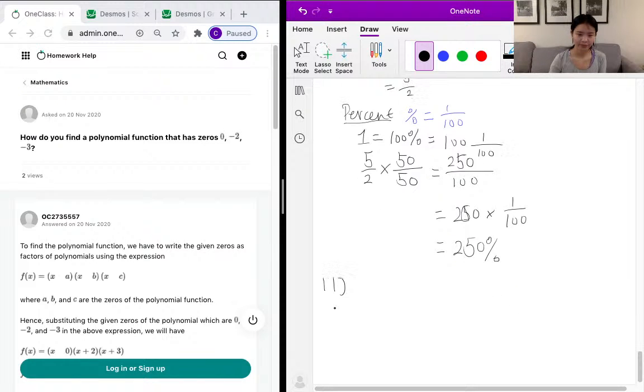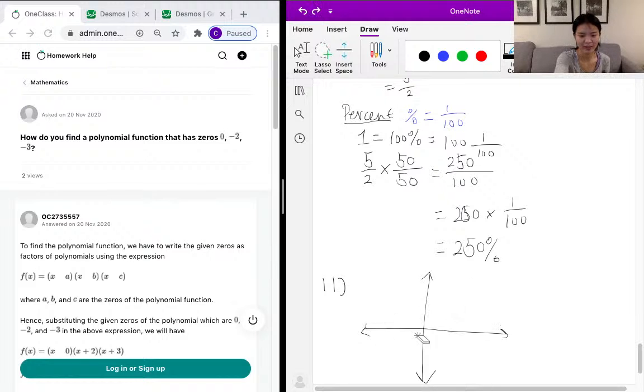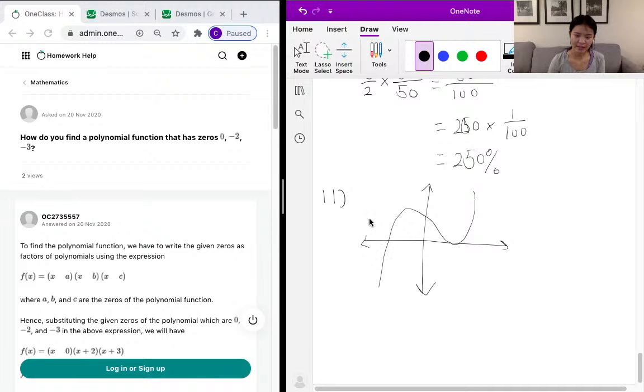Okay, so I'll tell you a little bit about polynomial functions. So first we need to understand what are zeros. The zeros of a polynomial function basically means that when the function crosses the x-axis, this is a zero. And we know that the value of y is 0 because that's when a function crosses the x-axis.